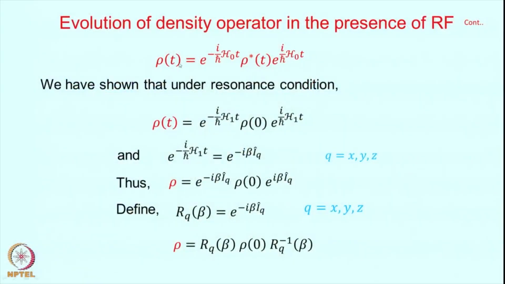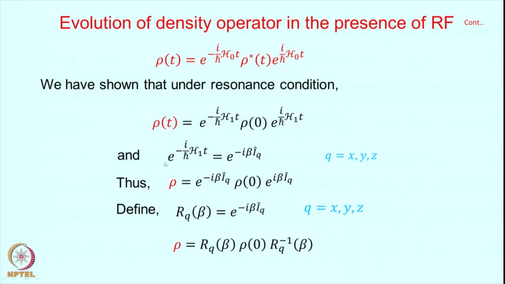So, we had this solution here. We started off with the Liouville equation and we represented the solution like this: rho of t is equal to e to the minus i by h cross H0 t, rho star t, e to the i by h cross H0 t. H0 was the main Hamiltonian, and H1, the RF Hamiltonian, and this represented the interaction representation. And we also showed after detailed calculation that under the resonance condition we have rho of t is equal to e to the minus i by h cross H1 t, rho of 0, e to the i by h cross H1 t, and this H1 represents the Hamiltonian of the RF.